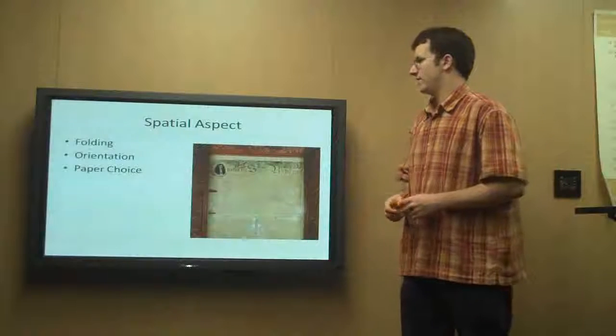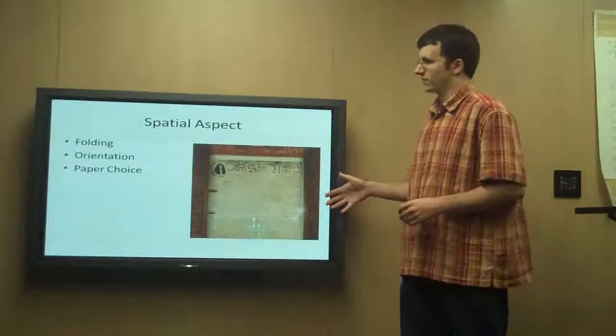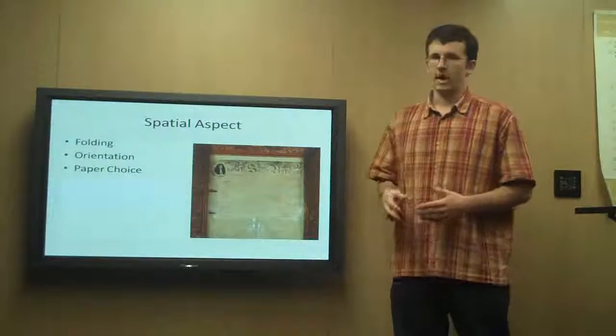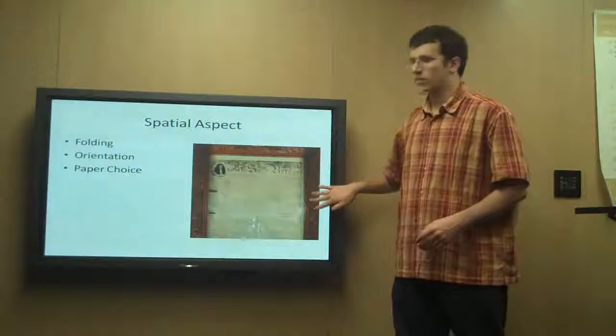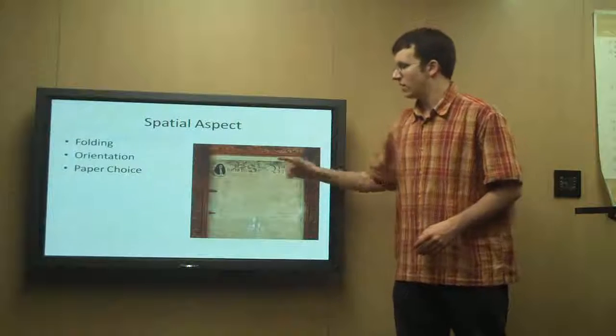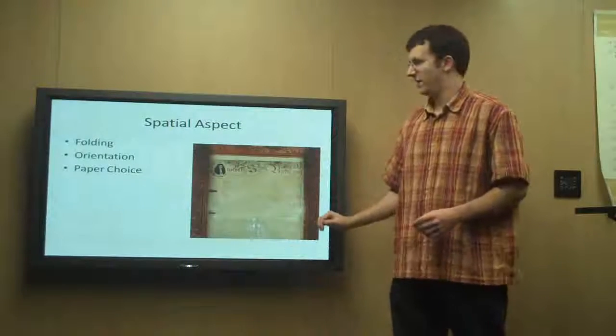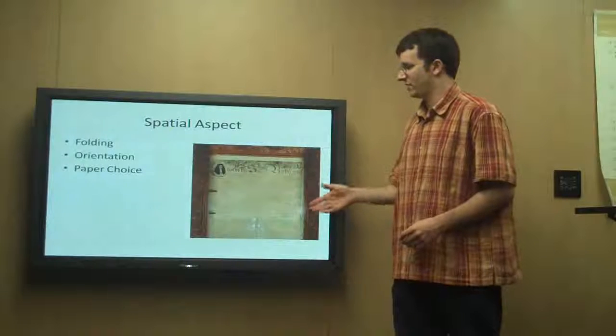If you're looking at a spatial aspect, this is the first charter of Virginia, and you can really easily see how these paper choices came into effect. This is a really important law document, so if you notice, we don't have any folding. It's straight top to bottom, all information. The paper choice is handwritten parchment.